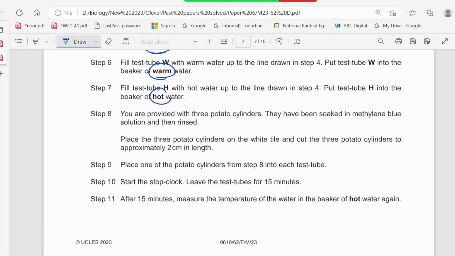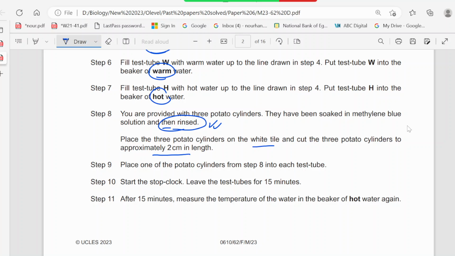You are provided with 3 potato cylinders. They have been soaked in methylene blue solution and then rinsed. Place the 3 potato cylinders on a white tile and cut the 3 potato cylinders approximately 2 centimeters in length. What's the problem here? Actually, here I have 2 errors. Yes Bilal. So as we said, here there are 2 errors. The first error is the rinsing. The rinsing is not standardized. You might rinse one potato more than the other, so one of them will have less dye than the other. So this is a source of error.